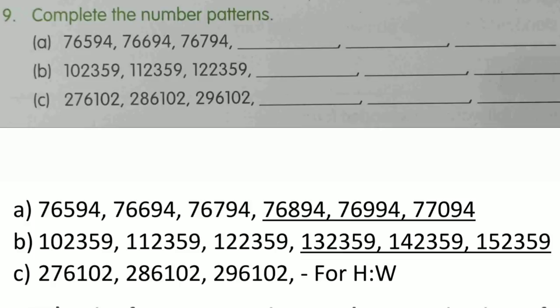The third pattern is 276102, 286102, 296102. This question is meant for your homework. To find the pattern, just subtract 276102 from 286102 and you will find how much difference you need to add to complete the pattern. I think you will be able to do the pattern as well. Now moving on to the next question.